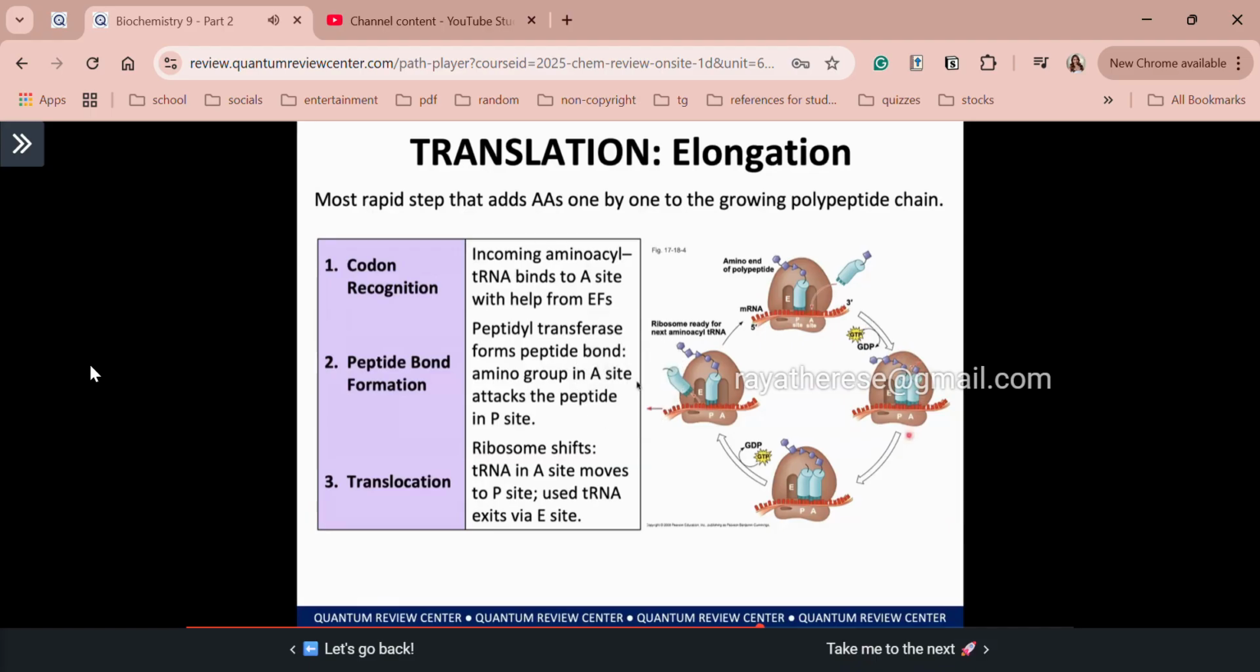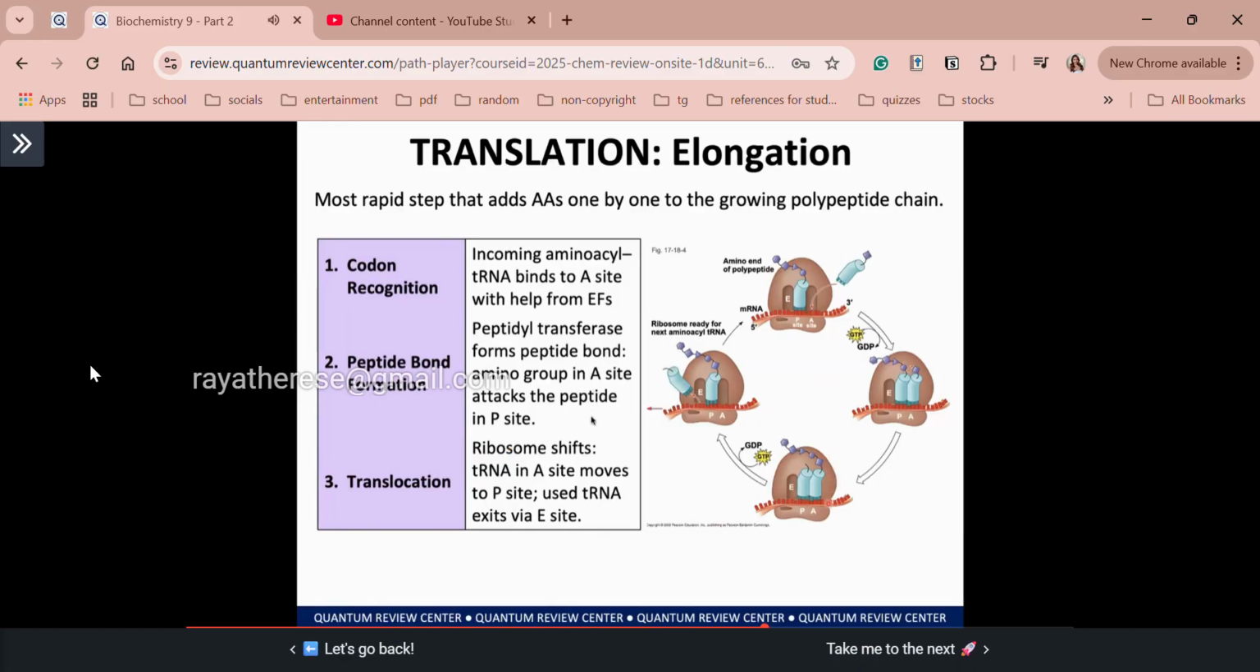And lastly, as you can see, after the successful binding or peptide bond formation, we will now translocate your tRNAs. Your uncharged tRNA here in the P site will be translocated to your E site. We call it your ribosome shift. Again, the tRNA in the P site will move to the E site and your tRNA in the A site.